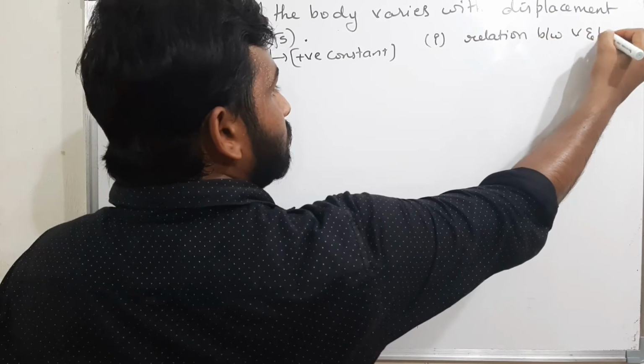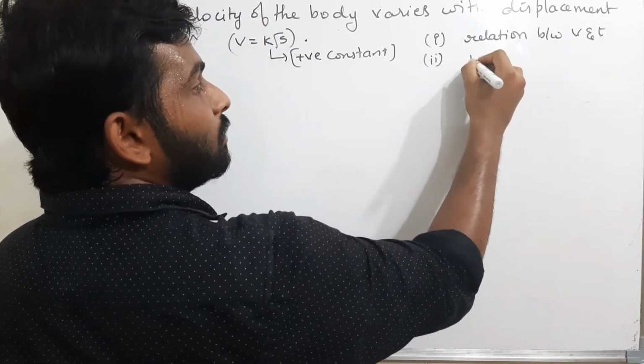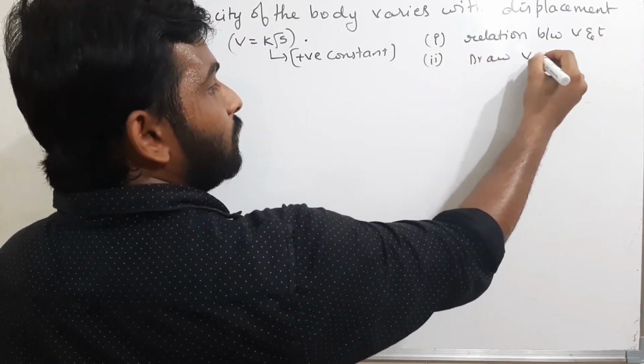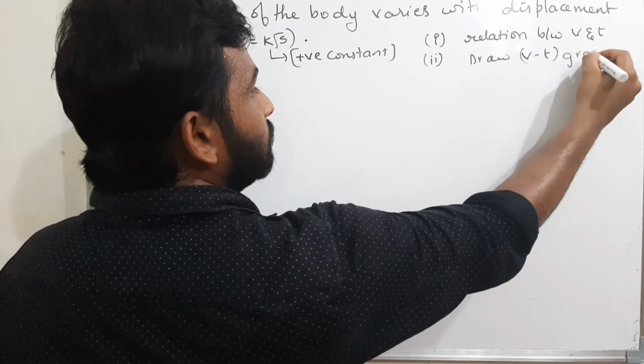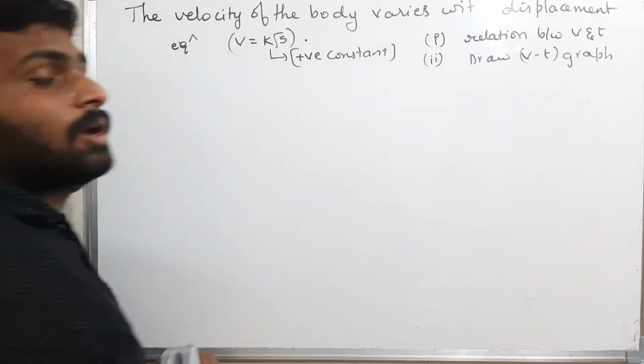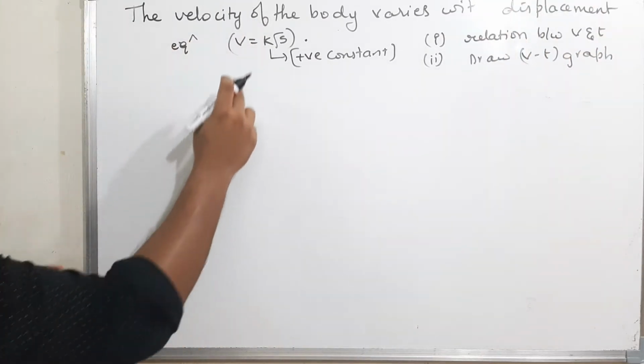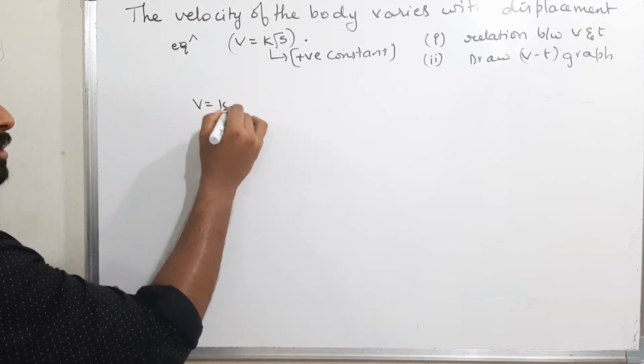Now first of all they told us to find the relation between velocity and time. Second, they told us to draw the VT graph. Okay, now see how I can do it. What did they give in the question? They gave in the question V is equal to k into root s.